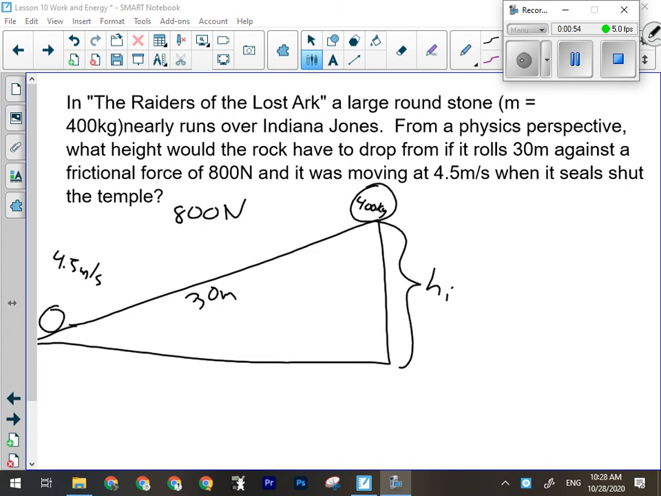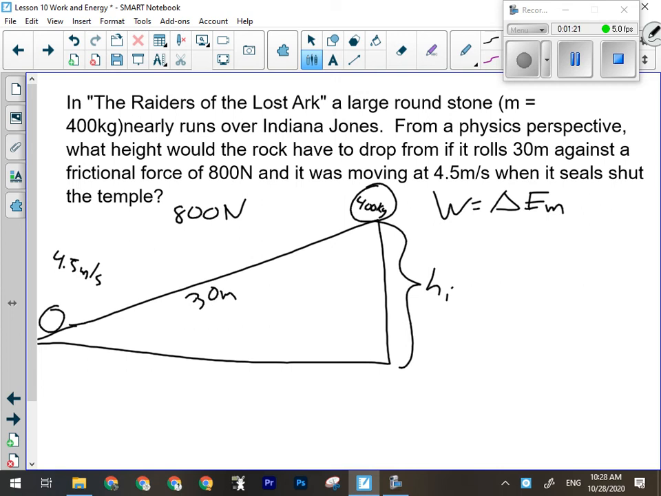So, with this question, a couple things we have to realize in order to get it started. Is work being done? Yes. Friction is acting on the rock as it rolls down the ramp. So it's going to have more or less energy at the bottom than it had at the top? Less. Friction takes energy away. So we definitely know that this is a work energy theorem question because there's a change in mechanical energy due to the friction acting on the rock.